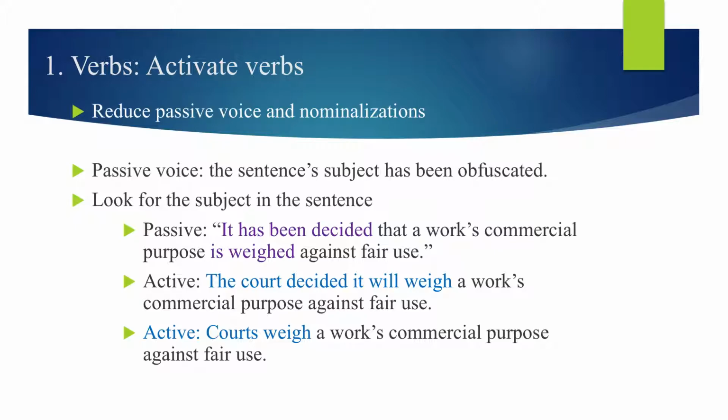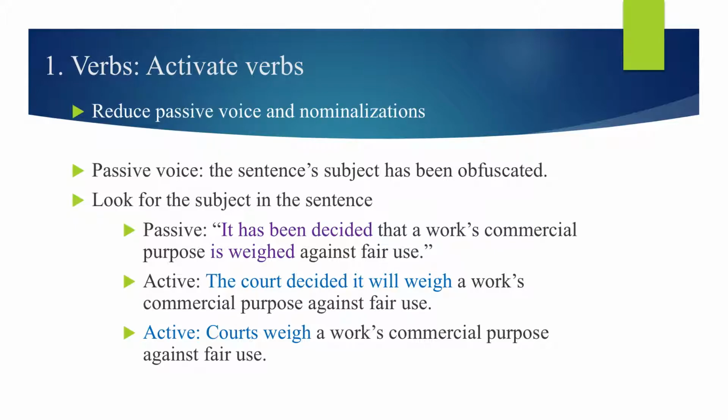So make them active. Put the subject back in. In this case, the court is deciding and the court is weighing. So revising it to the active yields a clearer sentence. The court decided it will weigh a work's commercial purpose against fair use. Here's an alternative revision. Courts weigh a work's commercial purpose against fair use.